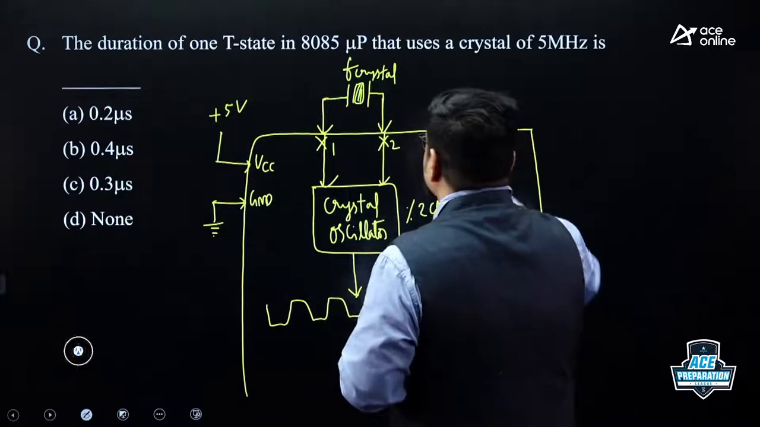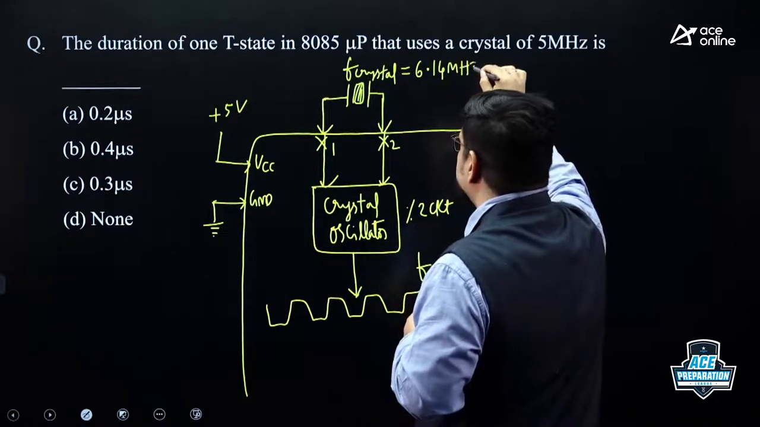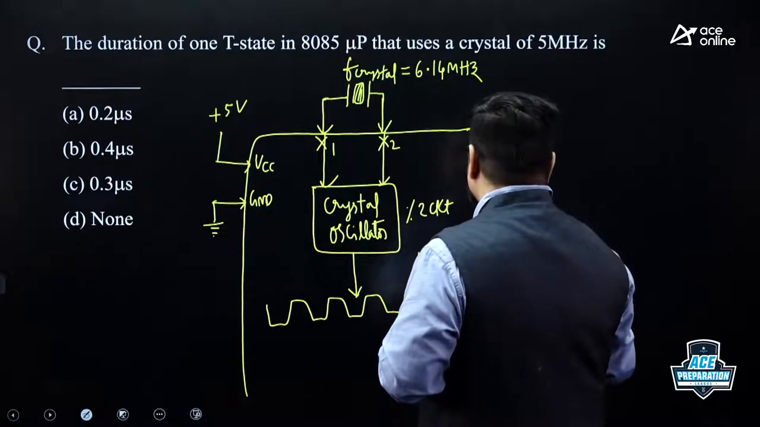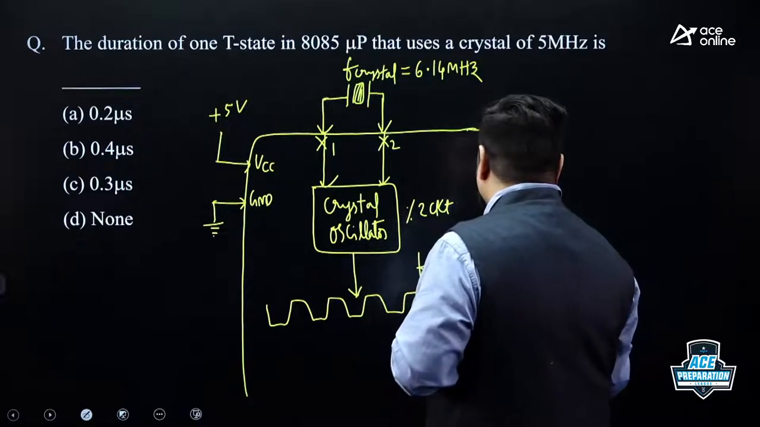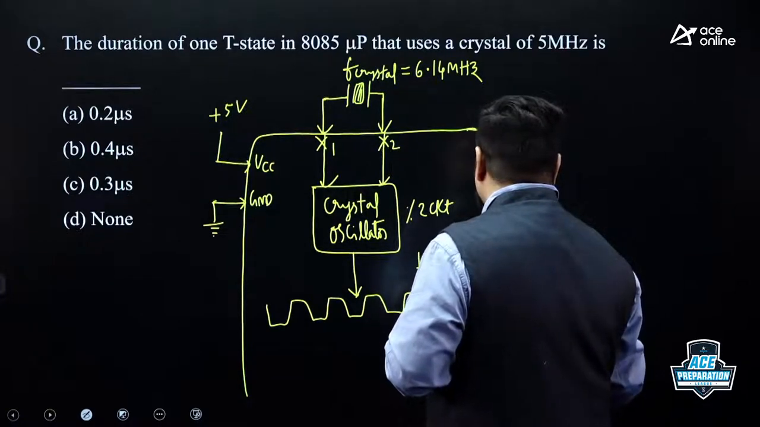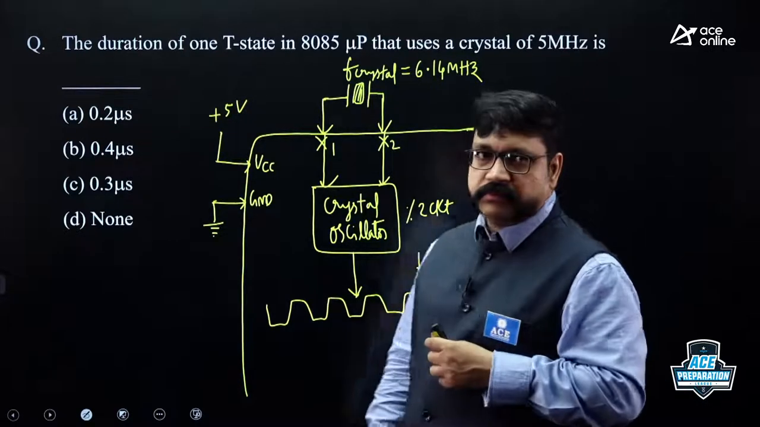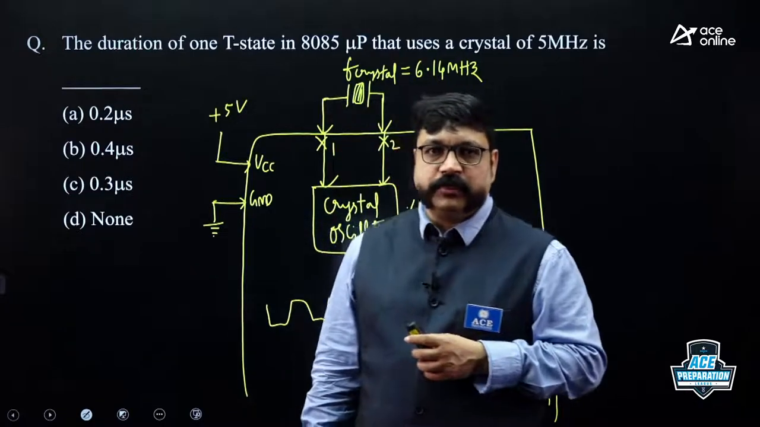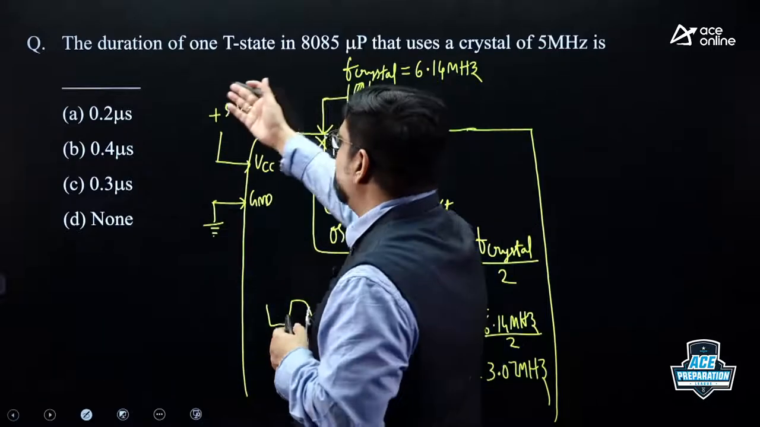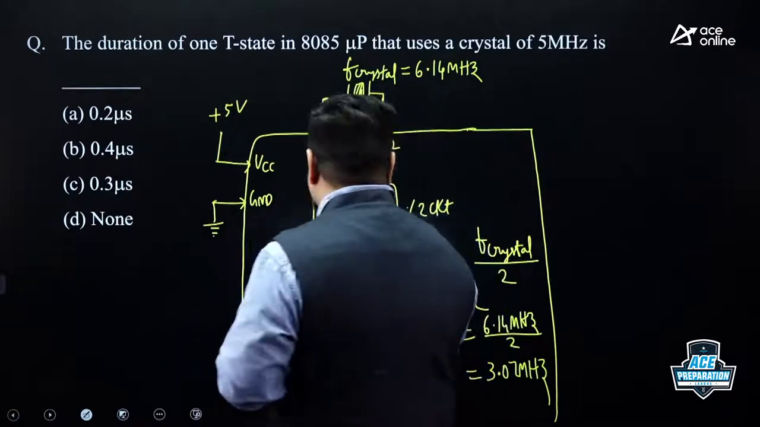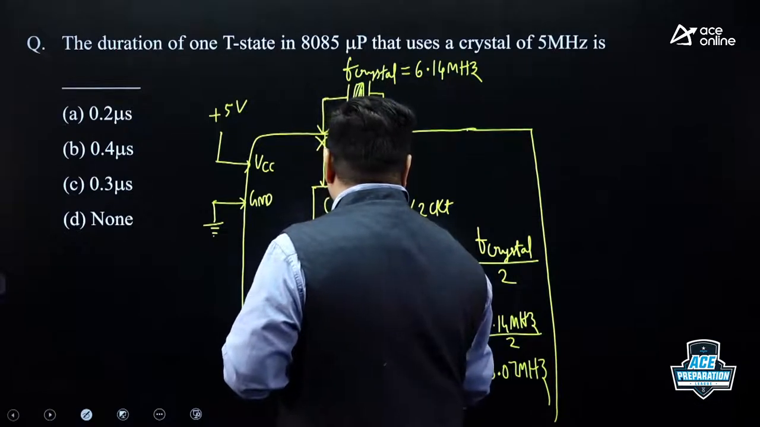Normally, a 6.14 megahertz crystal is placed. 6.14 megahertz by 2, you will get 3.07 megahertz. That is the standard clock frequency at which the 8085 is going to operate. What is the duration of one clock cycle? T clock is equal to 1 by 3.07 megahertz.